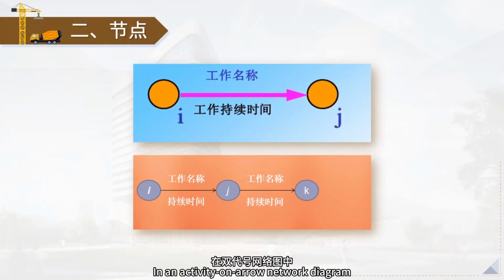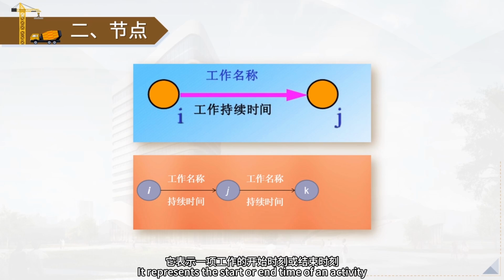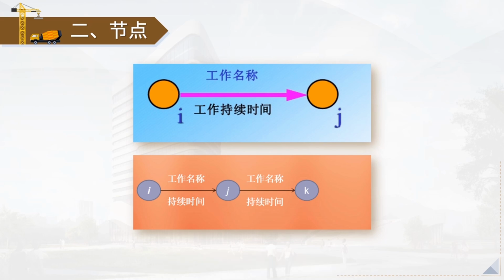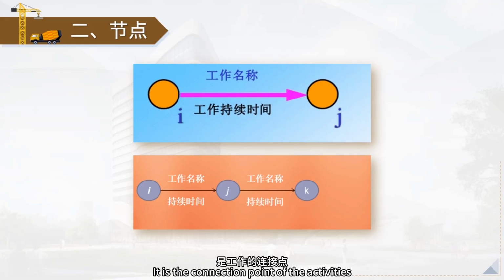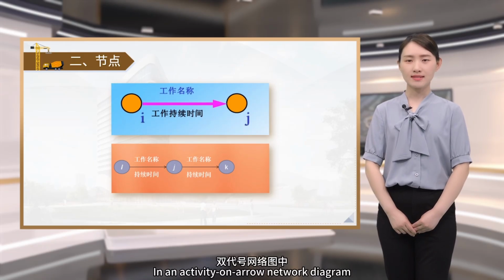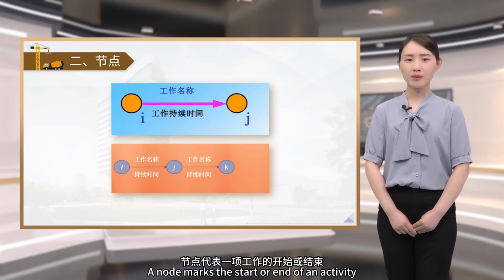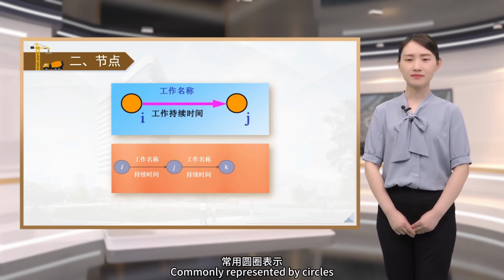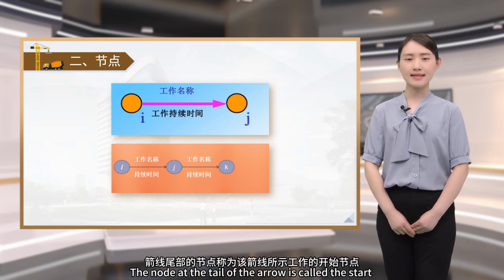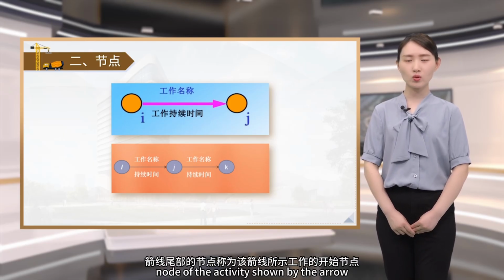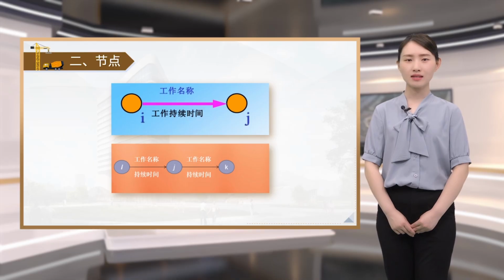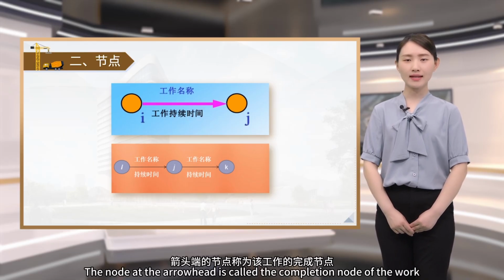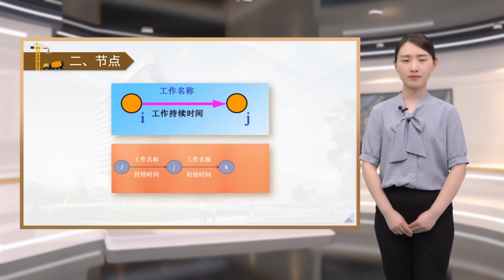Second, nodes. In an activity on arrow network diagram, nodes are represented by circles. It represents the start or end time of an activity. It is the connection point of the activities. In an activity on arrow network diagram, a node marks the start or end of an activity, commonly represented by circles. The node at the tail of the arrow is called the start node of the activity shown by the arrow. The node at the arrowhead is called the completion node of the work.